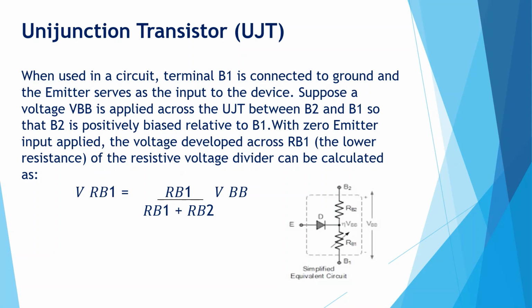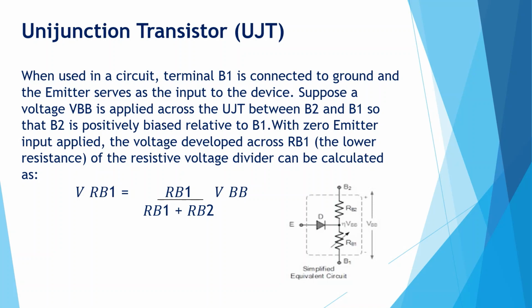Since VE decreases when IE increases, we say the UJT possesses negative resistance. This is a negative resistance property. That means when voltage is decreasing, current is increasing. Of course, according to Ohm's law, V is equal to IR: voltage increases, current should increase. But when voltage is decreasing, current is increasing in the unijunction transistor. Therefore, we say that it has a negative resistance property.